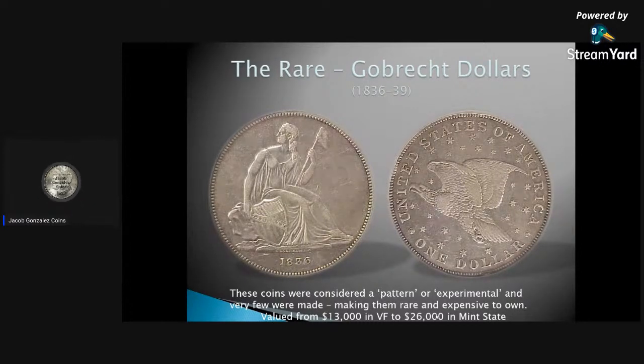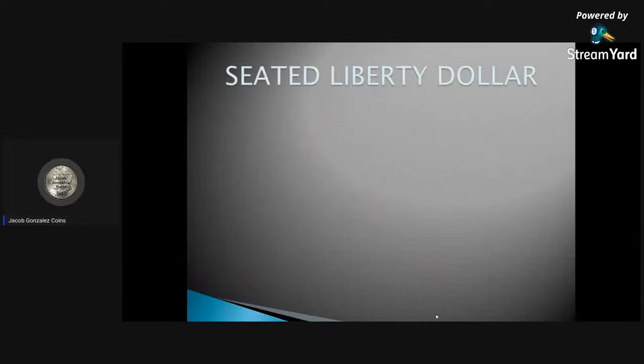These are very expensive. Even in just VF condition, these coins can go for $13,000. And in mint state, these coins can go all the way up to $26,000. Very expensive coins. The next coin we're going to get onto is the Seated Liberty dollar.